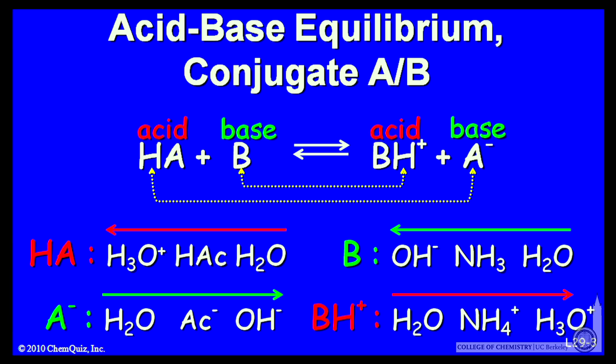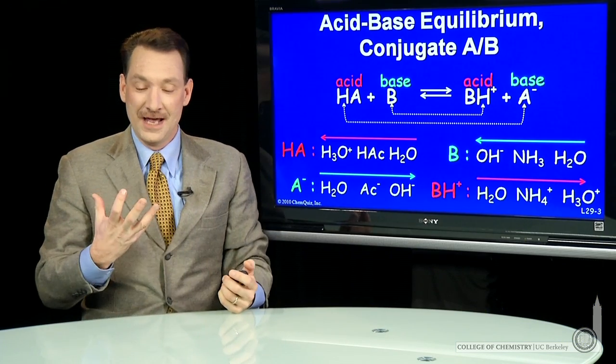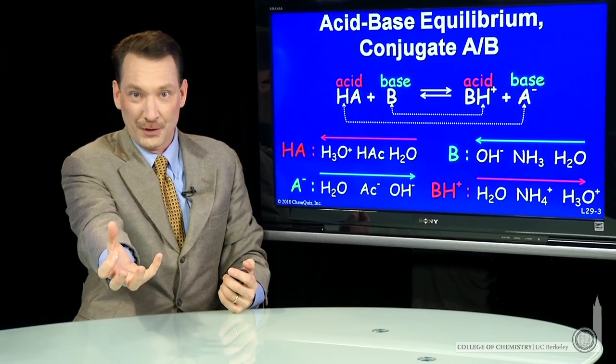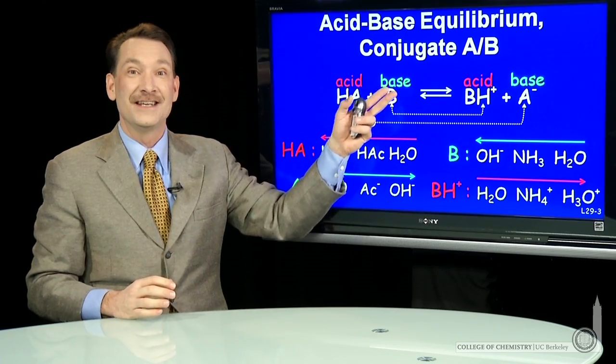Here are the conjugate acids of these bases. H2O, the conjugate acid of OH-, NH4+, the conjugate acid here of NH3, and H3O+, the conjugate acid of H2O. So our definition: an acid gives up a proton, a base accepts a proton. Acid-base equilibria.